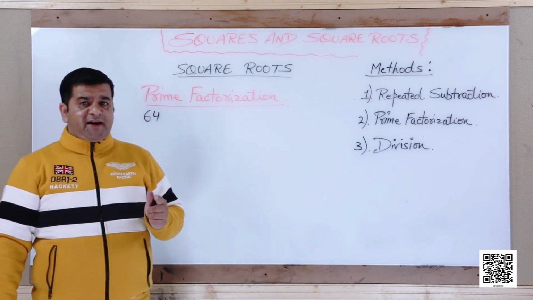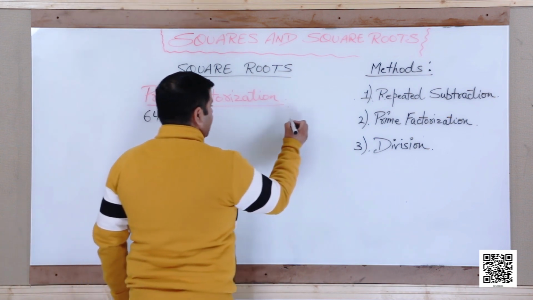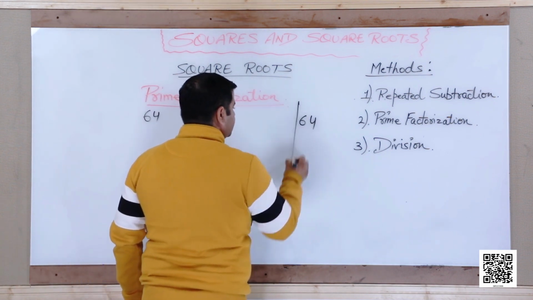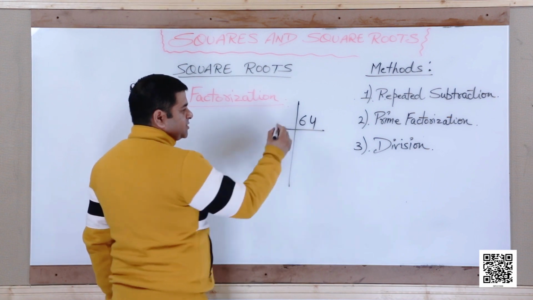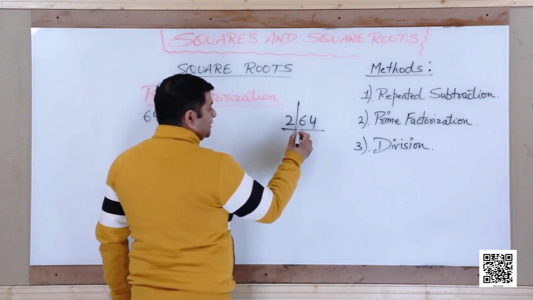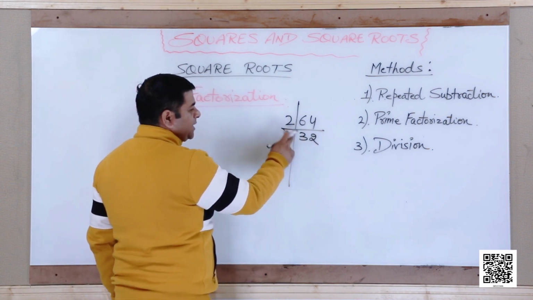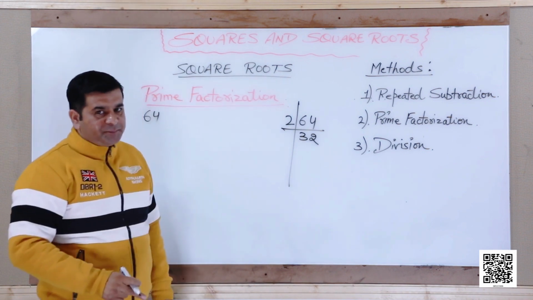First, we will find prime factors of 64. As you can see, the prime factorization of 64 is like, we take 2 and divide 64 by 2 and we get 32. That is, 2 times 32 is 64.